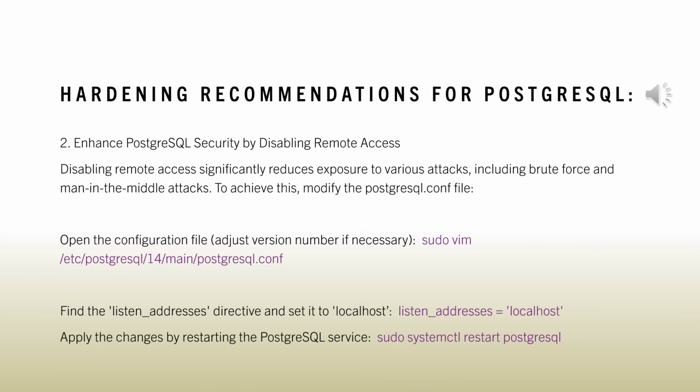Hardening recommendations for Postgres. 2. Enhance Postgres security by disabling remote access. Disabling remote access significantly reduces exposure to various attacks, including brute force and man-in-the-middle attacks. To achieve this, modify the Postgres configuration file. Open the configuration file using this command. Find the listen address directive and set it to localhost. Apply the changes by restarting the Postgres service.